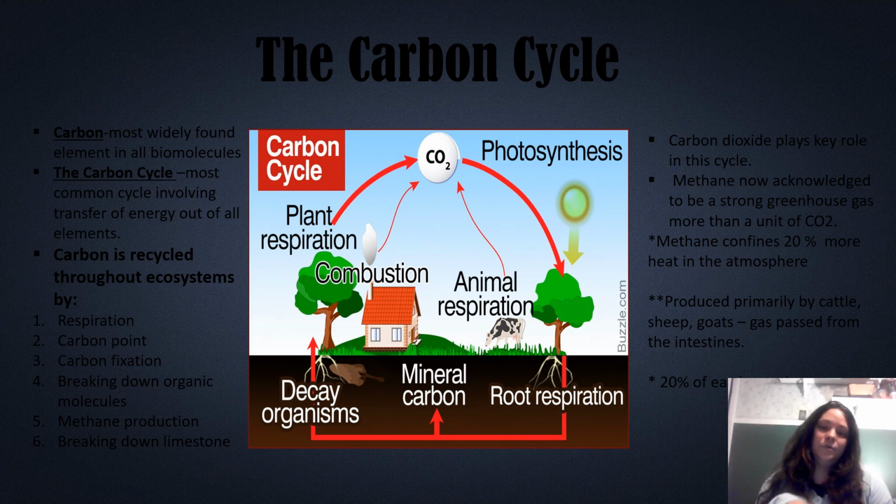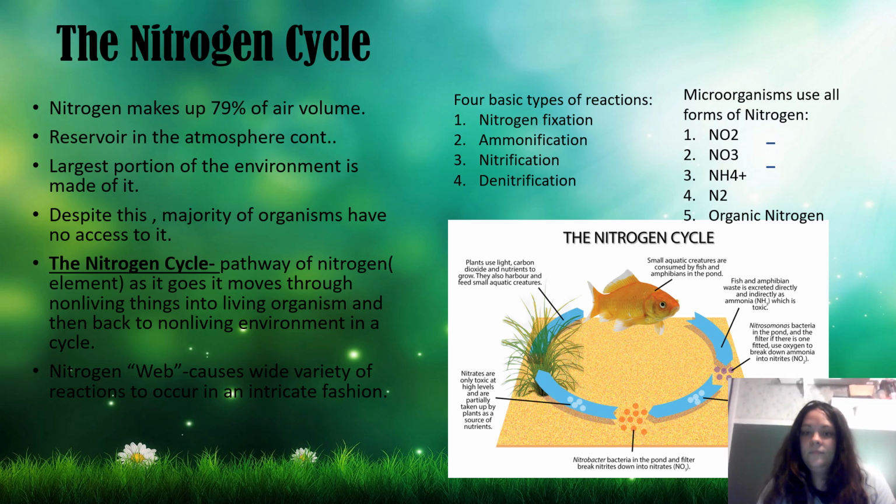It also goes down into the soil in the ground, through the roots. Decayed organisms in the ground also give off CO2 as they start to decompose. So this all goes in a continuous circle throughout all life processes. It never ends. Next, we're going to talk about the nitrogen cycle.